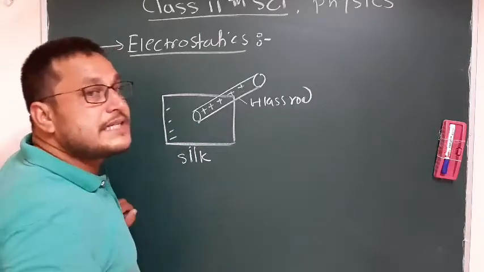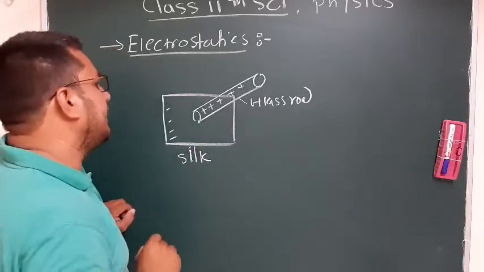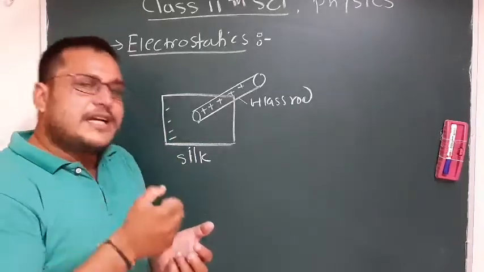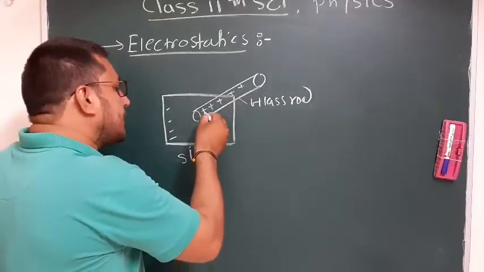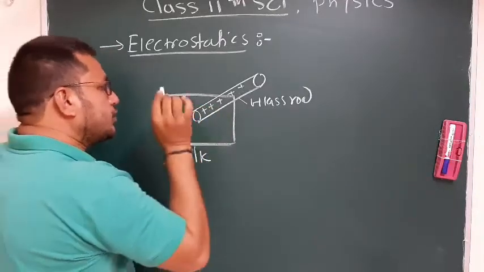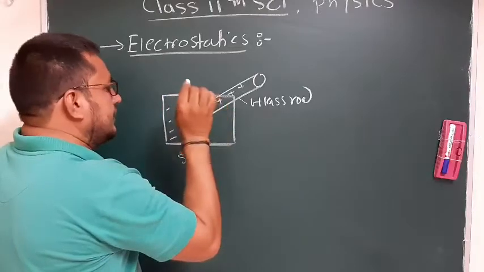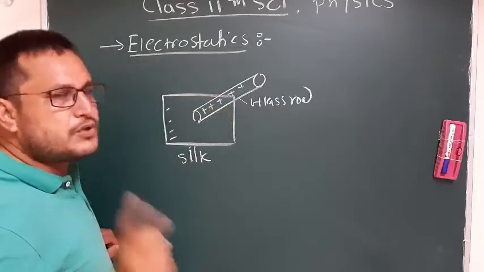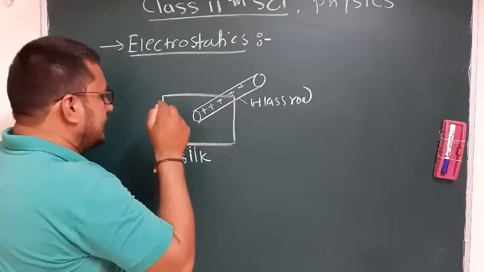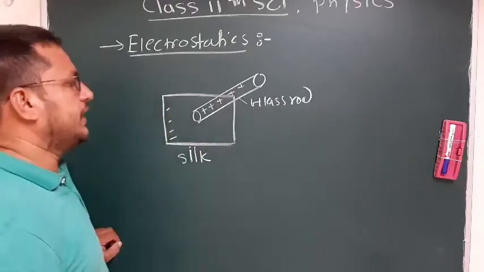So what is the reason behind it? The reason is that during that friction or rubbing, some electrons move from the glass rod to the silk. Due to the loss of electrons, the glass rod has a positive charge, and due to the gain of electrons, the silk has a negative charge.